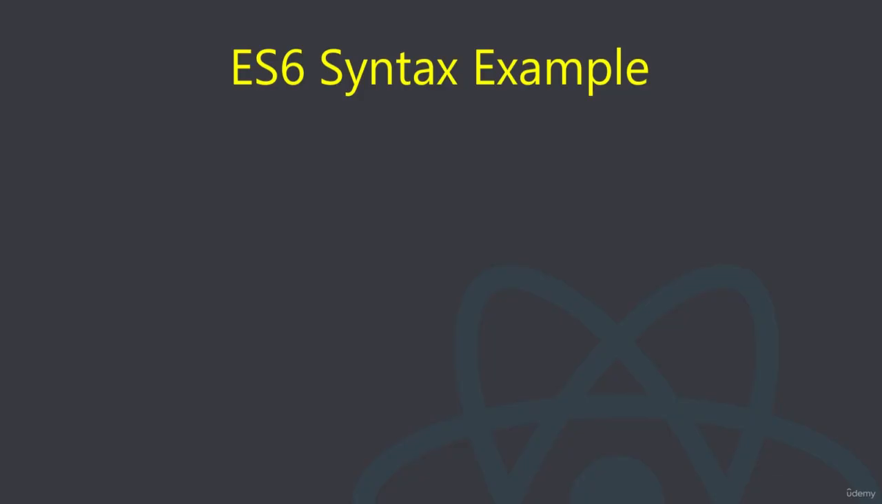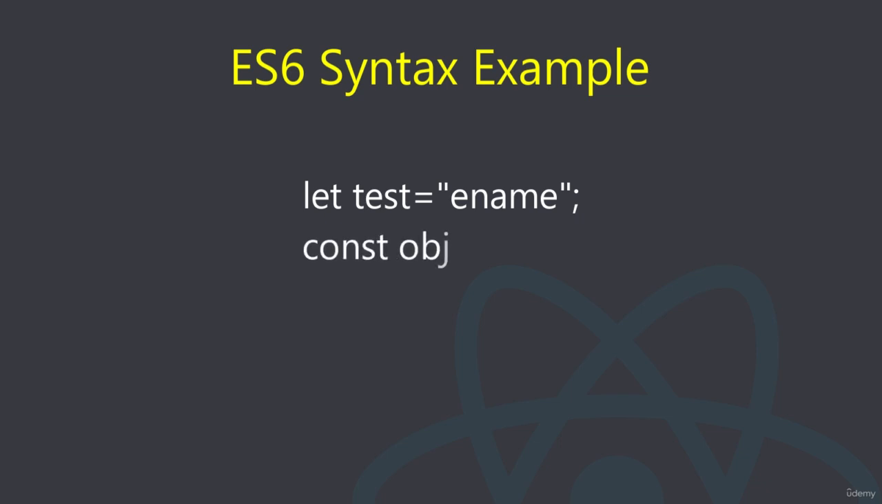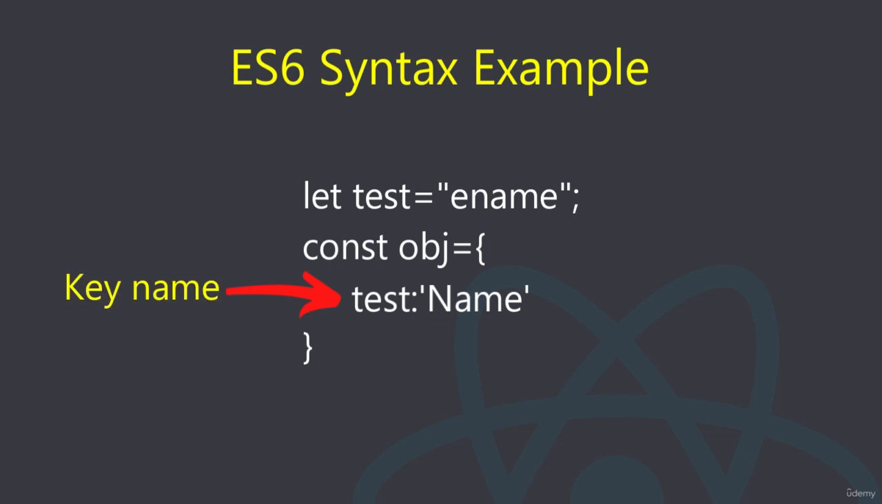Let me quickly show you the ES6 syntax. Let's say you have a variable test, and inside that I give ename, for example, and now I create an object. So for example, you want to give ename as the key. So you are referring to the variable like this, and then you give the name of the employee, whatever the name is. But here when you say test directly, it means the key name is test. It's not going to refer to the value of ename.